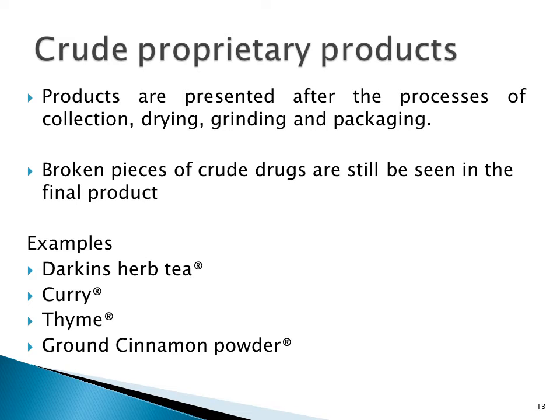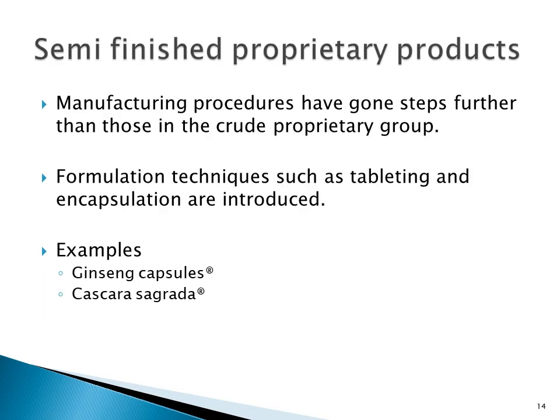You have the dried leaves of senna, dried, broken, and packaged. Then you have curry, thyme, and ground cinnamon powder. All these are examples of crude proprietary products. Then for the semi-finished proprietary products, the steps involved in their manufacturing have gone further than those of the crude proprietary group, and a series of formulation techniques have also been introduced, such as tableting and encapsulation. We have examples being ginseng capsules and cascara sagrada capsules.